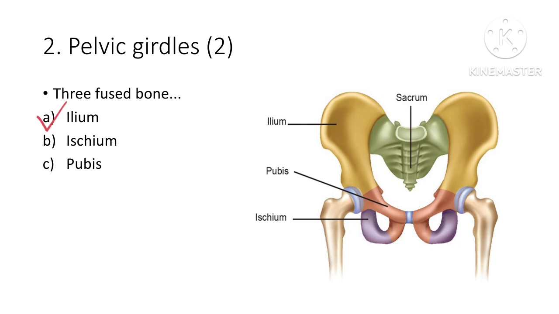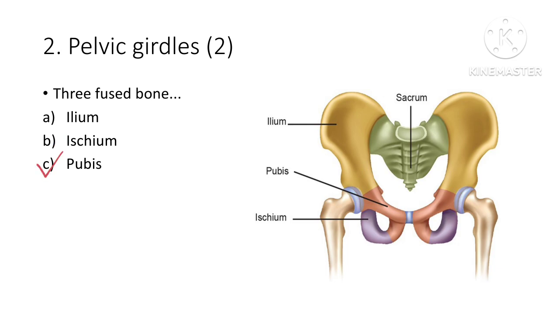The ilium is the largest and most superior bone of the hip, forming the upper part of the acetabulum and providing attachment points for several muscles of the hip and thigh. The ischium is the posterior and inferior part of the hip bone, forming the lower part of the acetabulum and providing attachment points for several muscles of the hip and thigh.